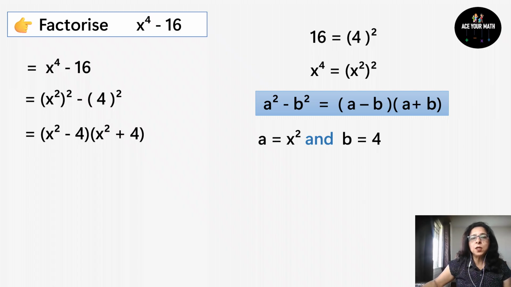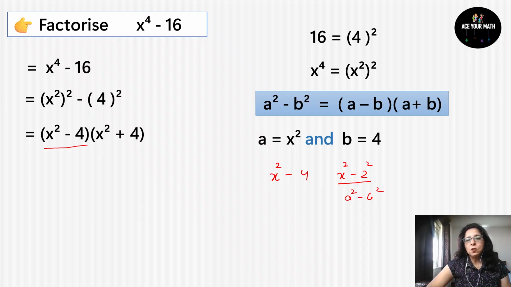But if you see closely, you can further solve this. X square minus 4 can be solved further. See, x square minus 4, you can again write as x square minus 2 square. Okay, so x square minus 2 square, again you can apply the identity a square minus b square. So you can further solve it. So x square minus 4 can be written as x square minus 2 square. And the second term x square plus 4 will remain as it is.